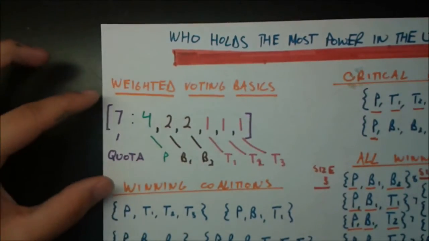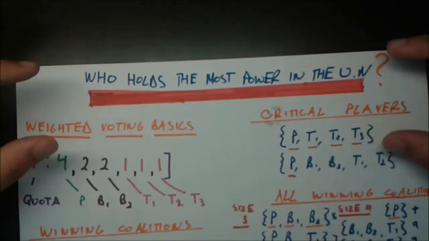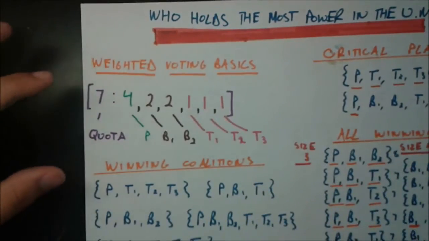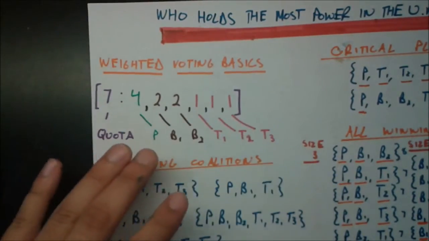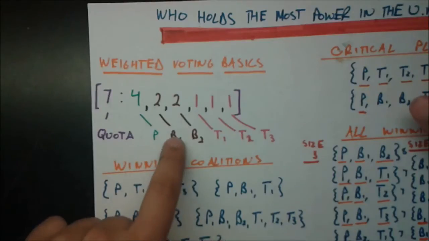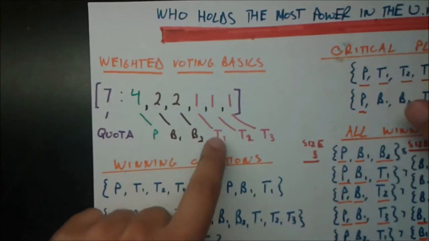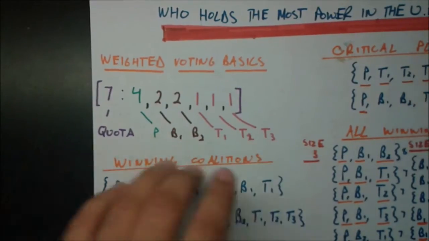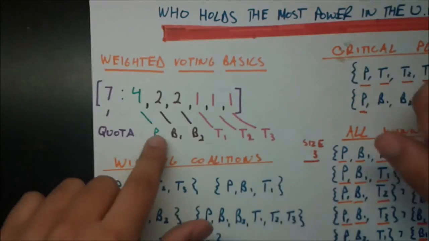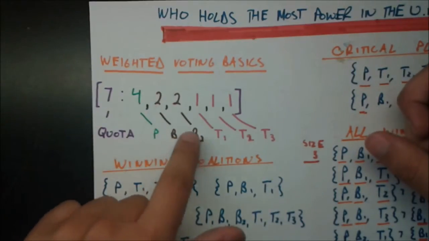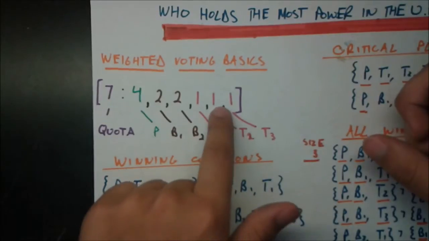So here we have a small example. Before we get into something big like the United Nations, let's talk about just a quick few basics. So here we have a school, let's say. The school has a principal, 2 board members, B1, B2, and 3 teachers, T1, T2, and T3. And they all have different amounts of votes. The principal has the most votes, 4. Each board member has 2 votes, and each teacher has 1 vote.